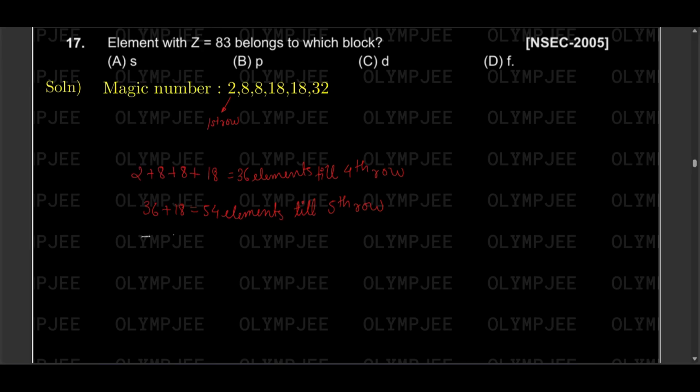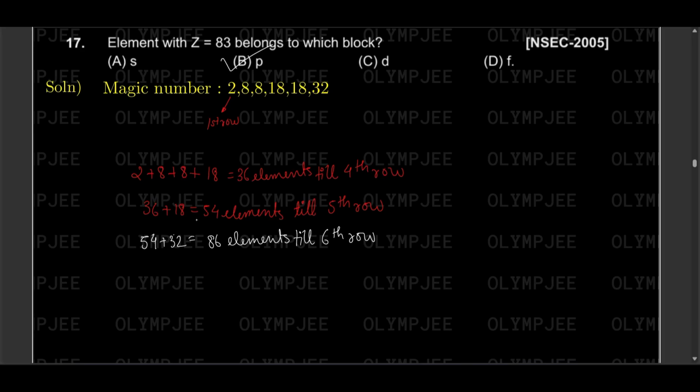And there would be 54 plus 32 elements, which is equal to 86 elements till the sixth row. So since Z is equal to 83, this would be really close to the end of the sixth row, right? So we can directly say that this would belong to P, because P is at the end of every row. The end is the P block.